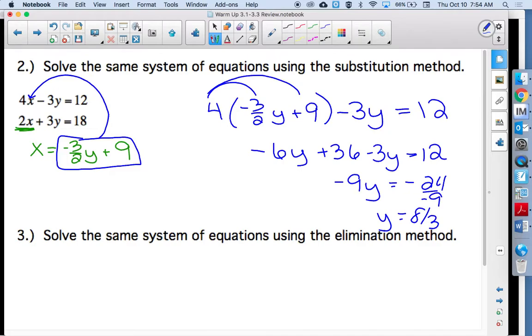And then after you have y, you go back in to get the other variable. So -3/2 times 8/3, and then plus 9. Does anybody know how to multiply fractions without a calculator? With your wonderful mental abilities? Just multiply across. Yeah, you can multiply across, so top, top, bottom, bottom. What else could you do with those fractions? Ava?